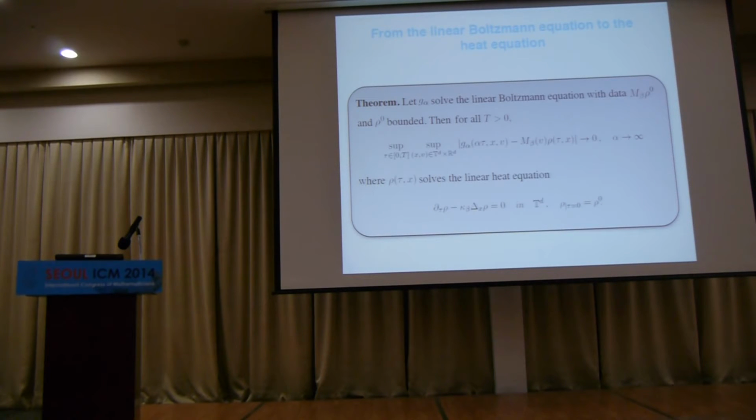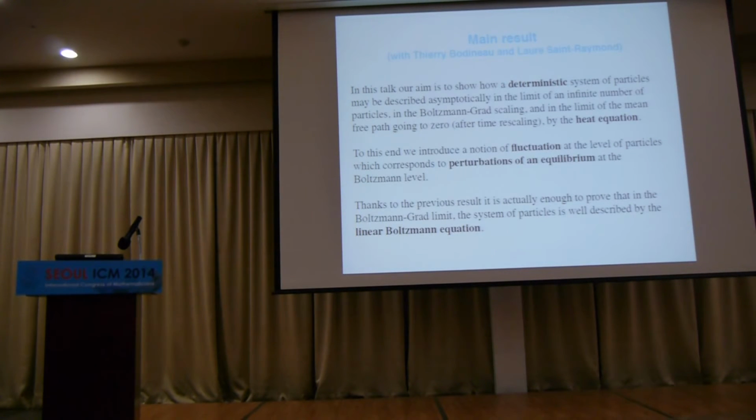We know how to go to the heat equation from the Boltzmann equation. Now the question is, how do I go from particles to Boltzmann? Right, so we want to go from particles to the heat equation using the linear Boltzmann equation, not the nonlinear Boltzmann equation. So the question is, what do I have to do to particles for them not to converge to a nonlinear Boltzmann equation, but to the linear Boltzmann equation?